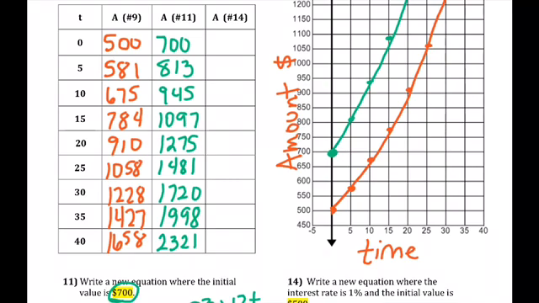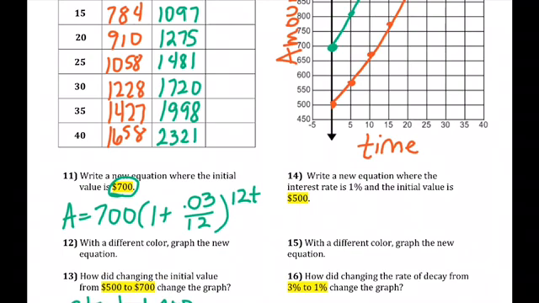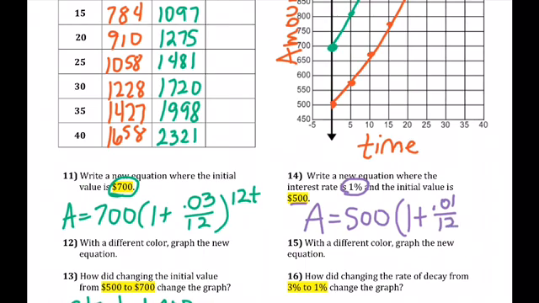Okay, for the last one on this page, I'm going to change colors again, and this time I'm going to go to number 14, and it says write a new equation where the interest rate is 1%. So we're changing from 3% to 1%, and we're going back to our initial value of $500. So we're going to start with $500 again. But this time, instead of the 3%, we're going to only have 1%. Everything else is still the same, so compounded monthly and all that.